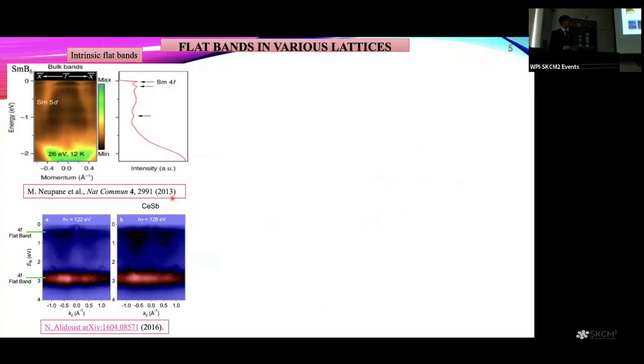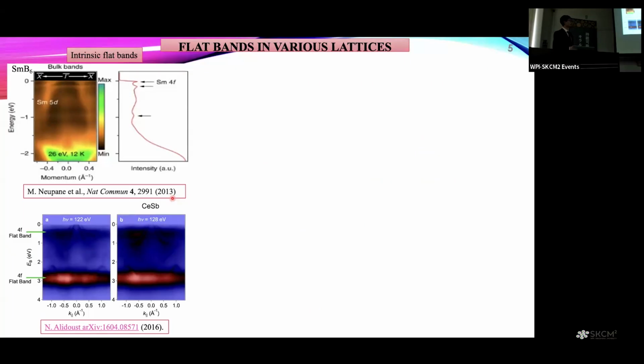So with this brief introduction about ARPES, let's move into the details of today's talk. Basically, my talk will be focusing on Kagome lattice, and I'll try to convince you why these are very important. So we all know about the flat bands in various lattices.